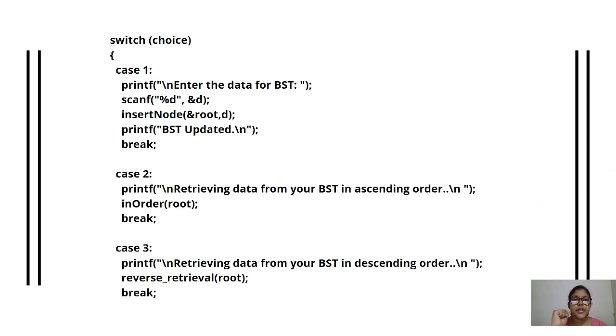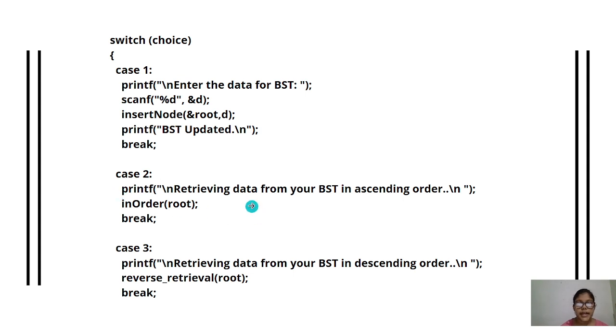So now we are going with switch choice. Switch choice means now switch will have the choice. If the choice is equal to 1, that is if the case is 1, then we will print a message and then seek data from the user. Then we will give the value of the parameter to the insert node function, and after updating the BST we will give BST updated.